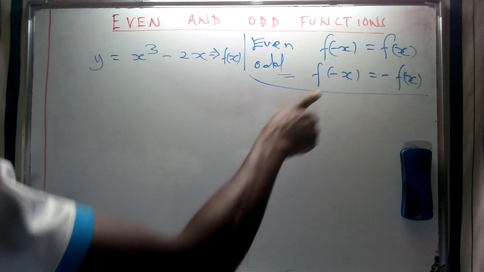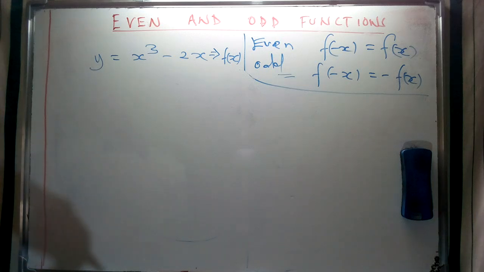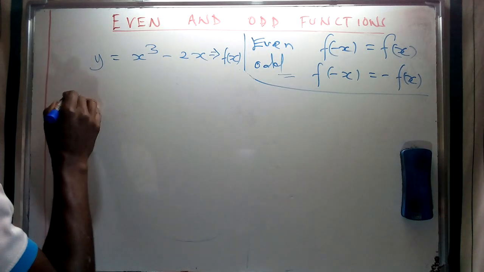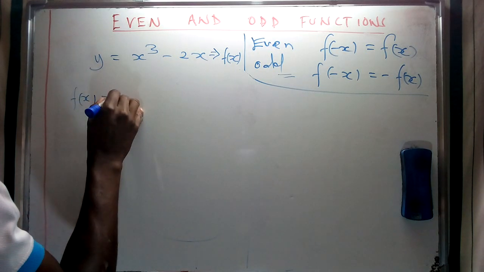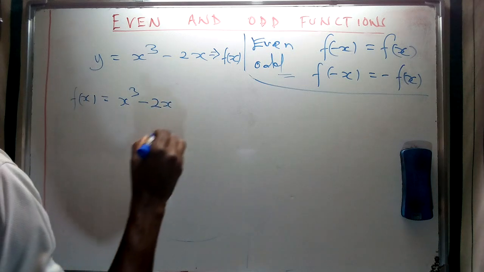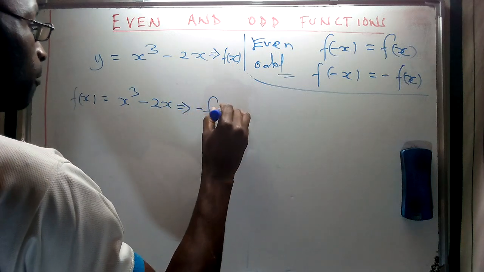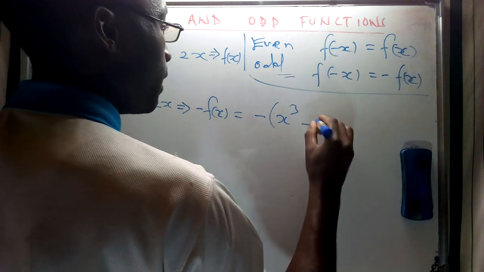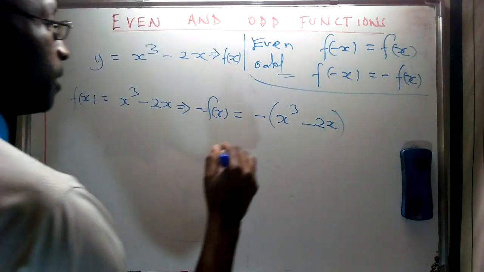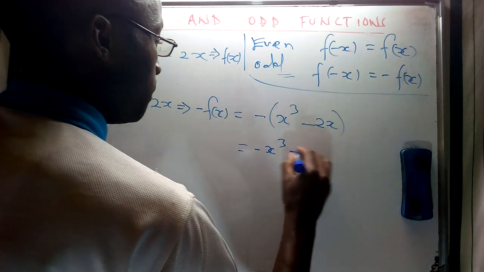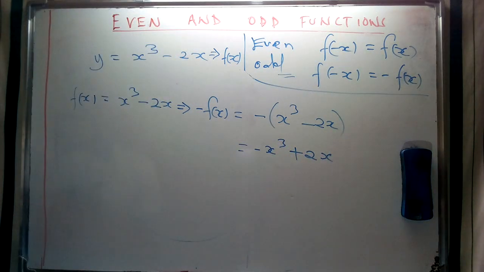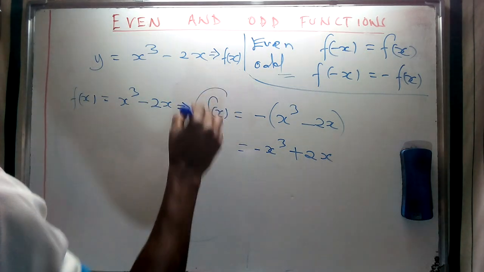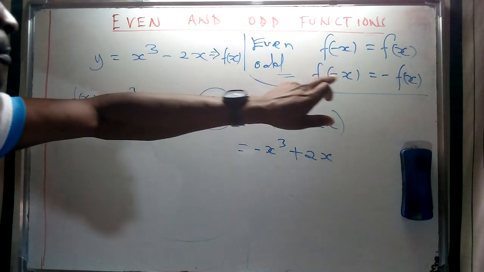For an odd function, it's going to be using the second specific case, negative f(x). So if f(x) is equivalent to x cubed minus 2x, implying negative f(x) is going to be equivalent to negative times (x cubed minus 2x). So this is going to give us a value of negative x cubed plus 2x. Let's see whether negative f(x) is equivalent to f(-x).